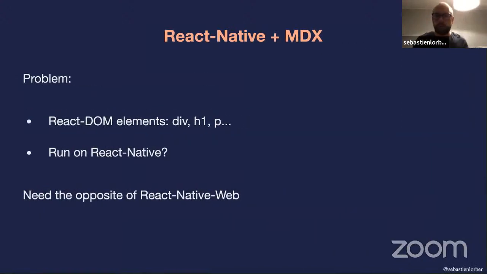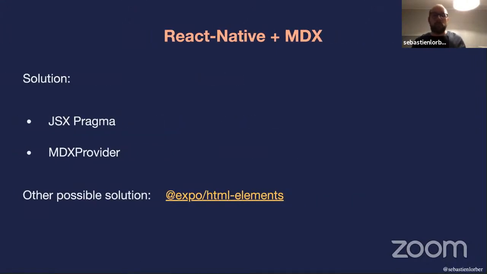Somehow we need the opposite of React Native Web, so to be able to convert DOM elements that are the output of MDX to React Native so that it is able to run. And there is a solution to this problem. MDX has something called MDX provider, and also there is the JSX pragma. I'll explain later how this works. There's also an interesting project from Expo that is HTML elements, but I didn't try it yet, so I don't know if it will be a good fit for this idea.